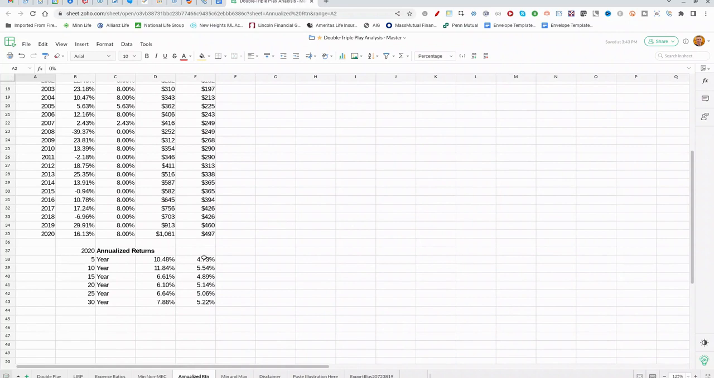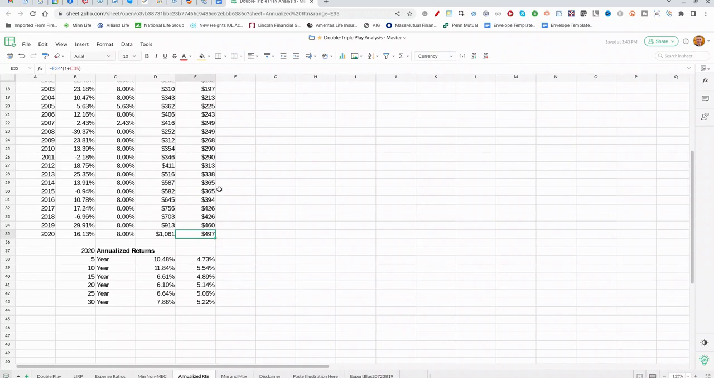The annualized rate of return, I'm rolling it up several different ways. You can see obviously the 31-year number, and the 31-year result here. But I'm looking at annualized returns for 5, 10, 15, 20, 25, and 30-year periods. And really what we're doing here is we're looking at where did we finish up the year in 2015 compared to where we finished up the year in 2020.